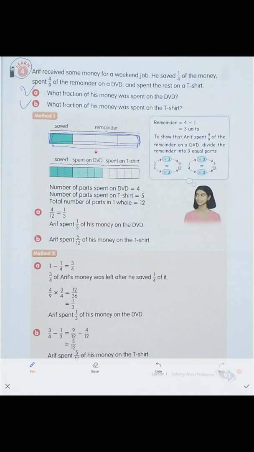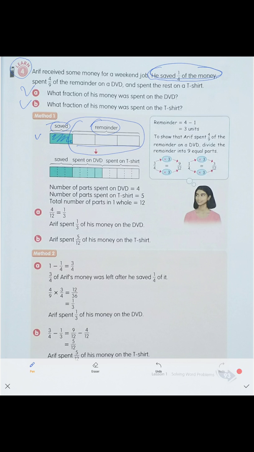This is his total money. They tell you this is some money from his weekend job. He saved 1/4 of the money, and this is what they draw. This is saved. The left one is called the remainder.